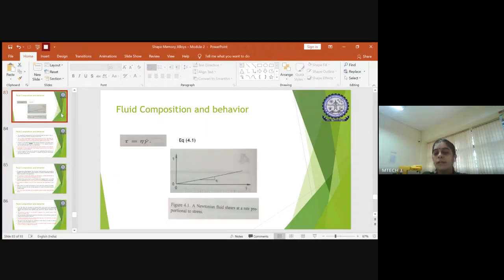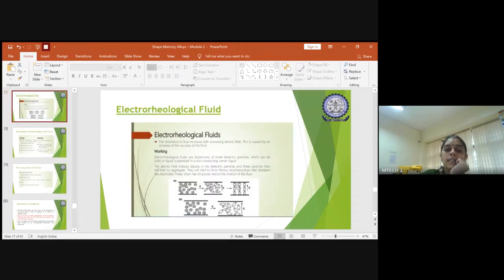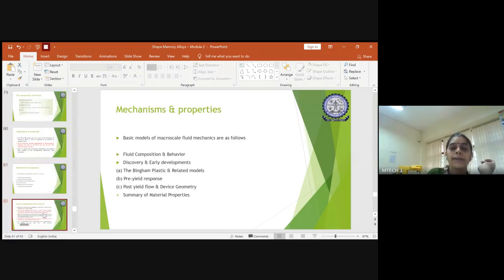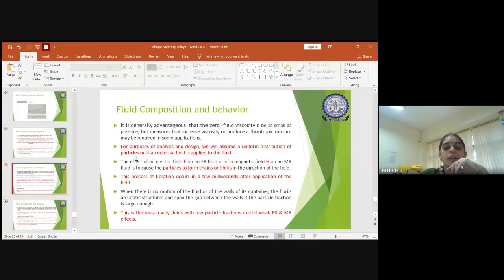So if we go back again to the same diagram, you can see these are the chains and fibrils. When the fluid is not flowing, these structures will be held stationary, meaning these structures will be static. In between these structures, there will be some uniformly distributed gap between the static structures. So that is what is being told over here. Right? So there will be some gap between the walls if the particle fraction is large enough.